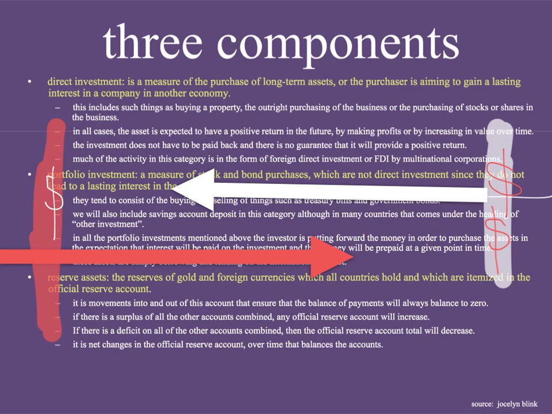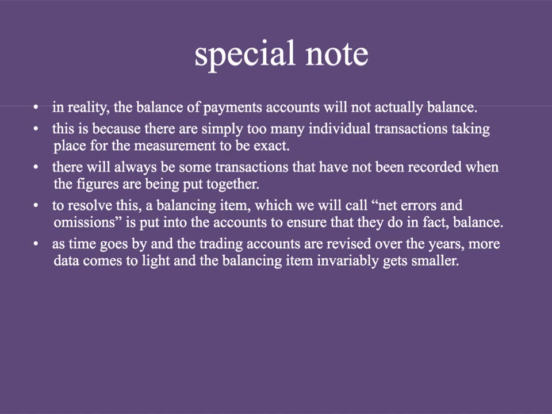It's one half of the equation. All right, a special note, and I love this stuff in econ. Of course, in reality, the balance of payments account will not actually balance. What? And you just said it always equals zero. I love economics. You're always half telling the truth. This is because there's simply too many individual transactions taking place for the measurement to be exact, and there will always be some transactions that have not been recorded when the figures are being put together.